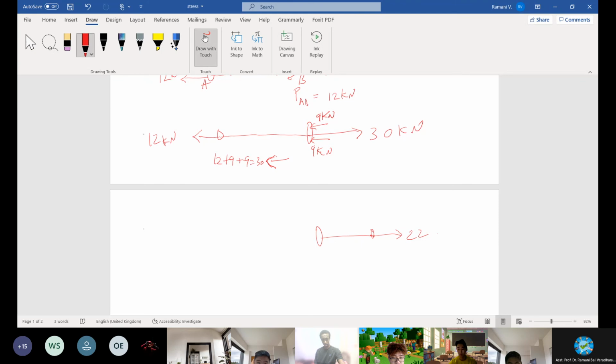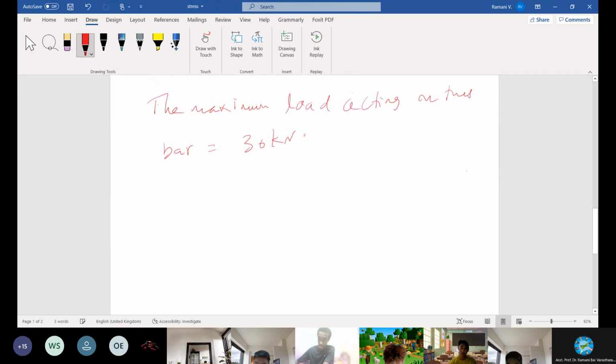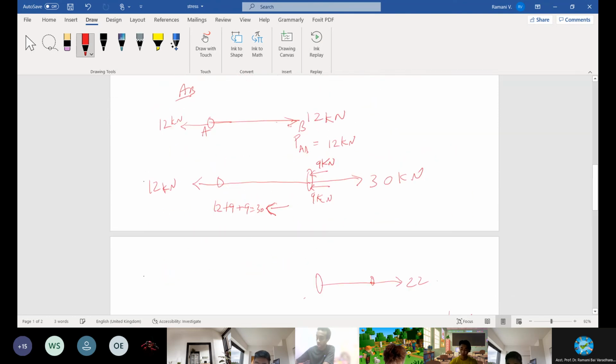Hence, we decide the maximum load. We can come out with the answer: the maximum load or force acting on this bar is equal to 30 kilonewton. This is one answer. A direction also you can put.